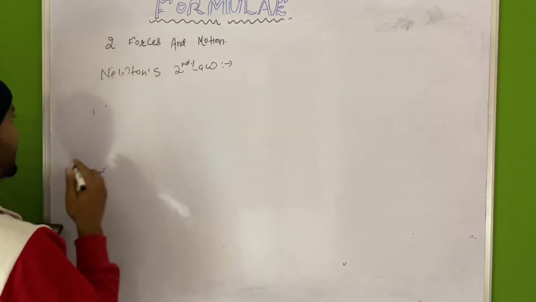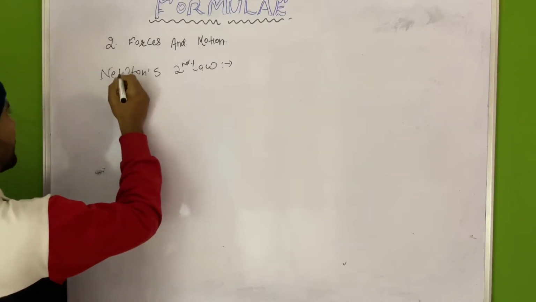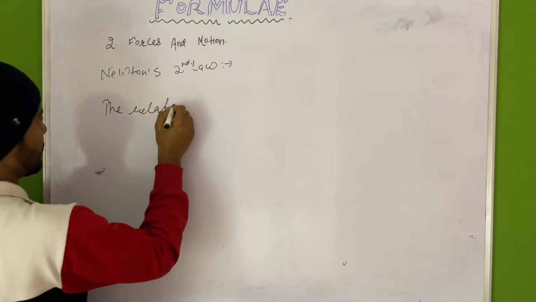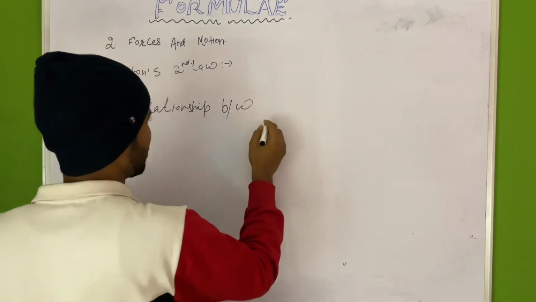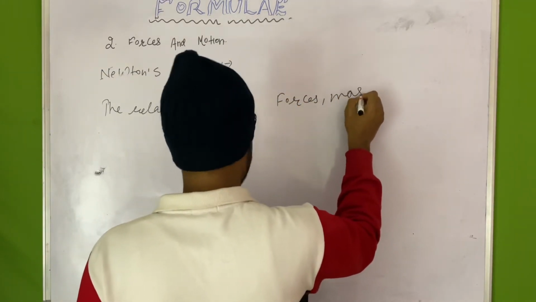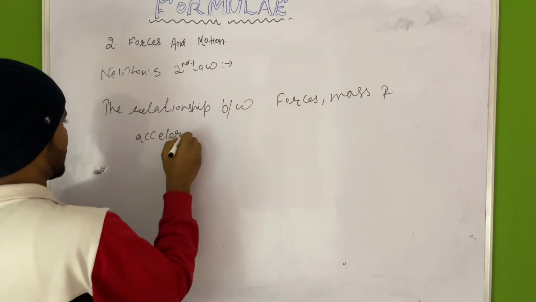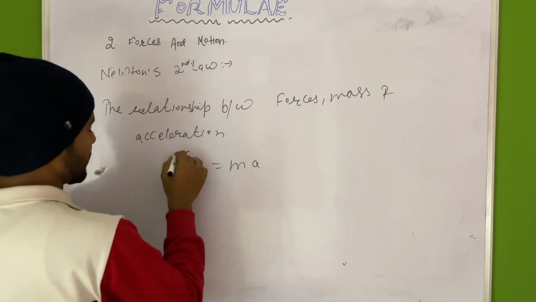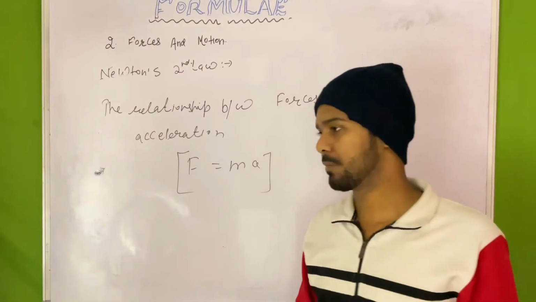Then we have Newton's second law. In your book, they have written simply the relationship between force, mass and acceleration. That's it. Therefore, F equals mass into acceleration. This we got from Newton's second law.